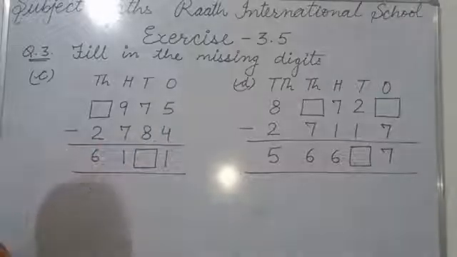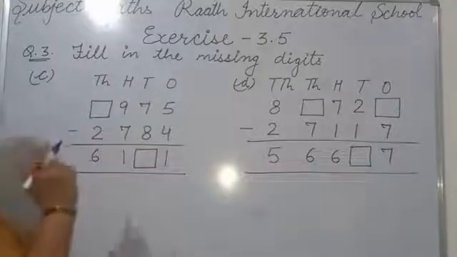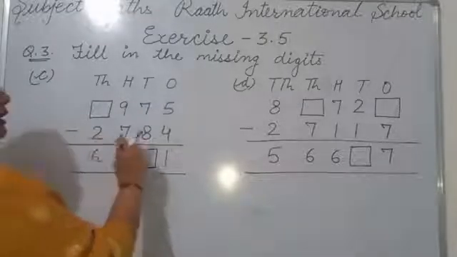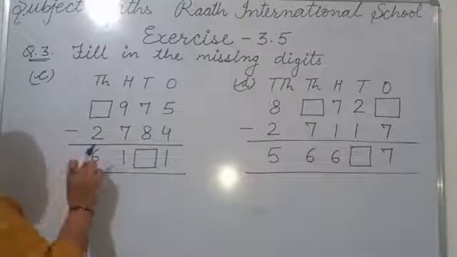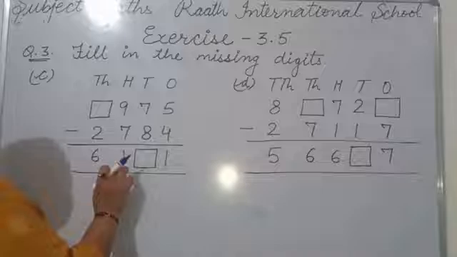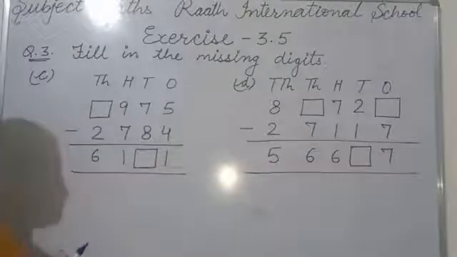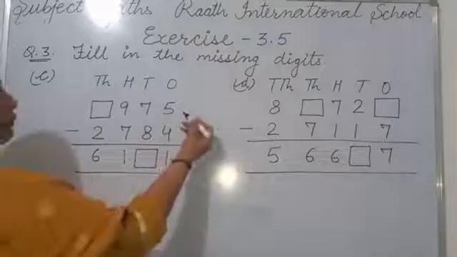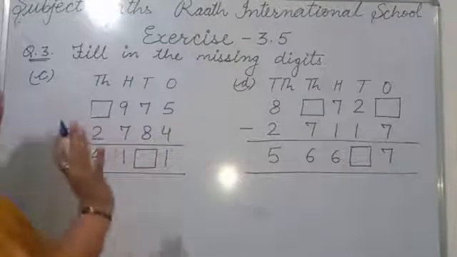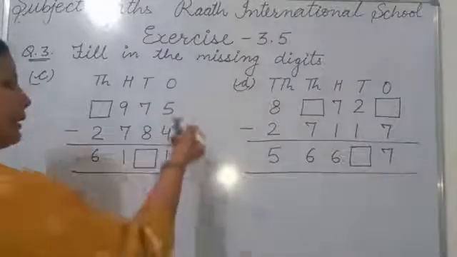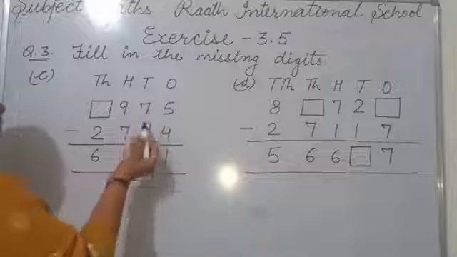The upper number is called minuend and the lower number is called subtrahend. So that is given, 2784. Now in the difference there is 6 at thousands, 1 at hundreds, tens is missing and ones is 1. So let me start now. 5 minus 4, that is 1. This is correct. There is no borrowing. We don't take any borrowing. Directly it is minus.